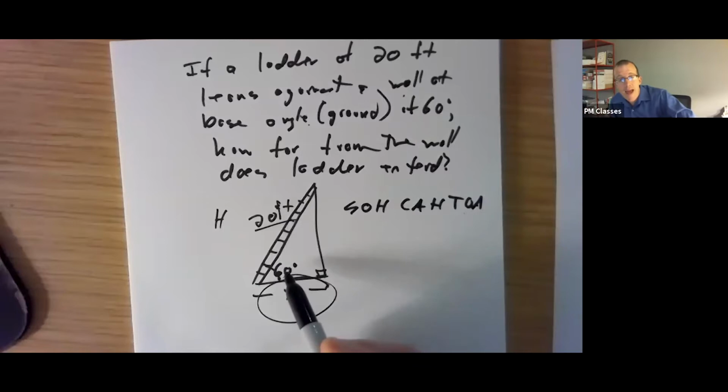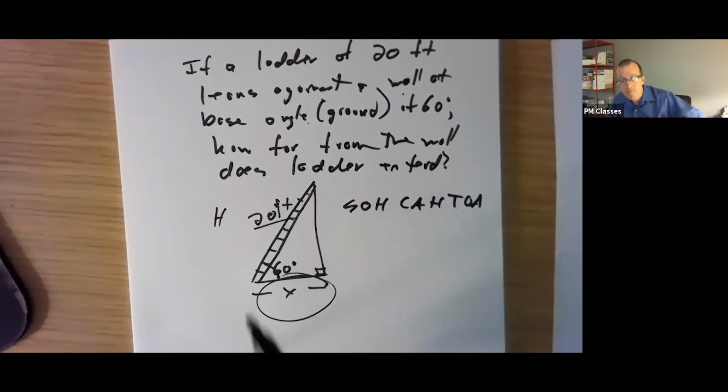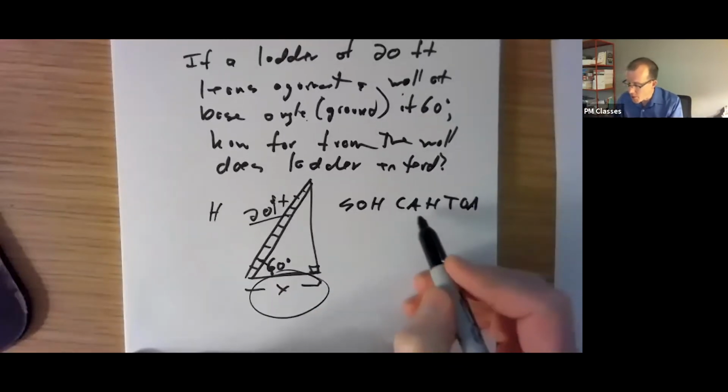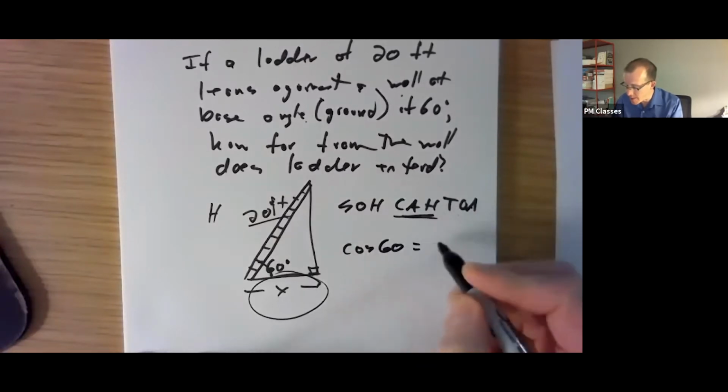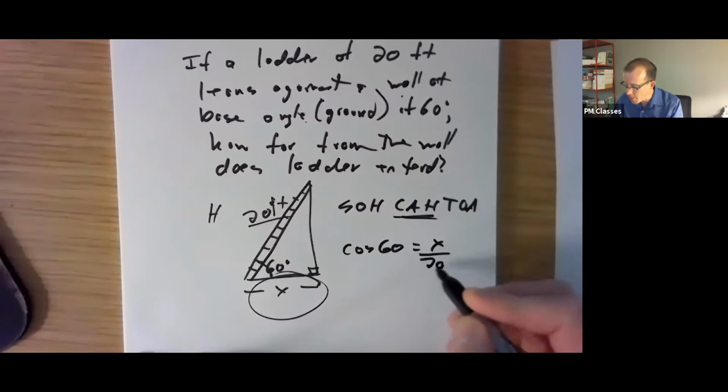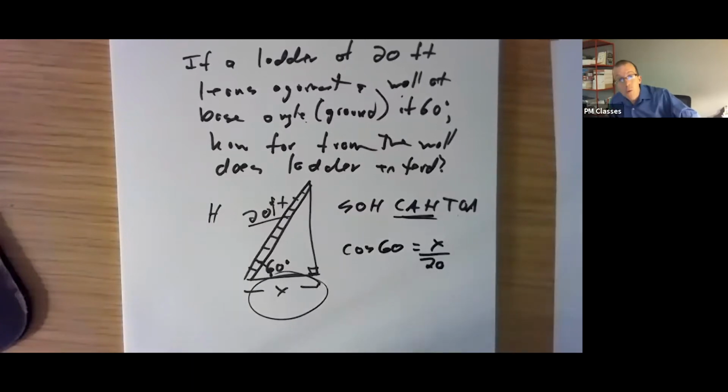Well, relative to x, is it the opposite or the adjacent? It is, of course, the adjacent. So therefore, I'm going to use cosine and say cosine of 60 degrees equals x over 20. What's the next step that I do? Sometimes in the problem, they'll actually tell us what cosine of 60 degrees is. It's 0.5. But if they don't, we have to do that on our calculator.